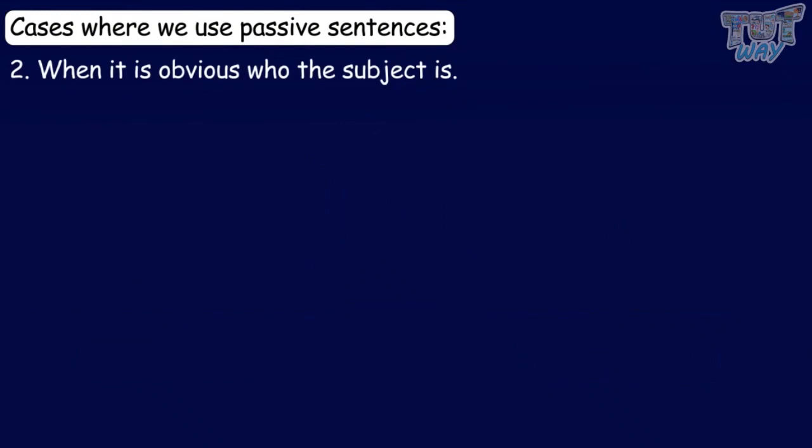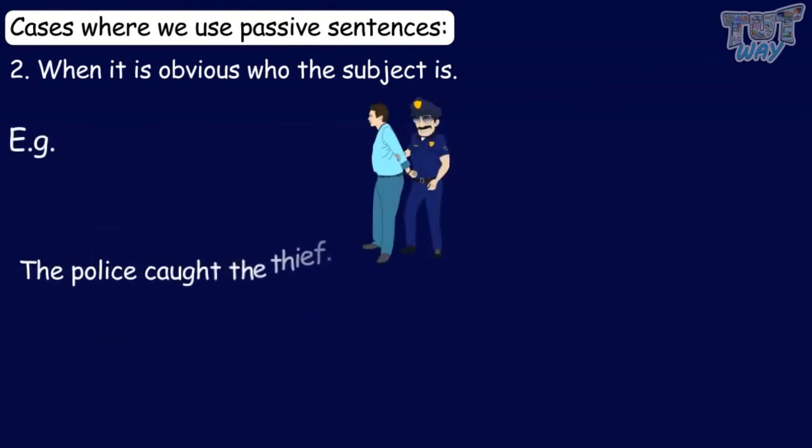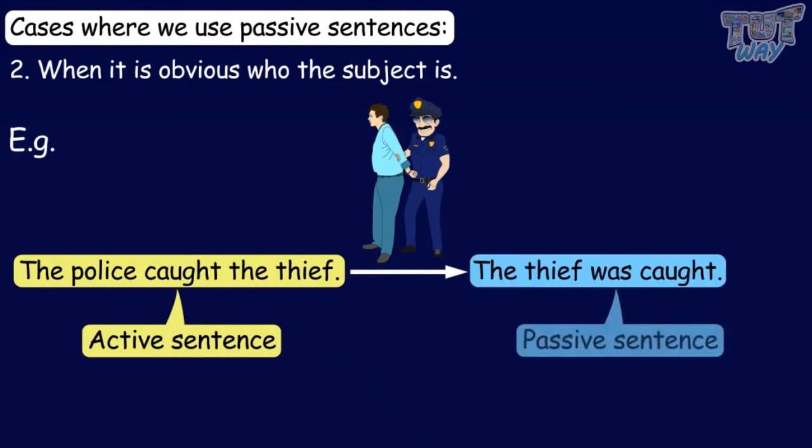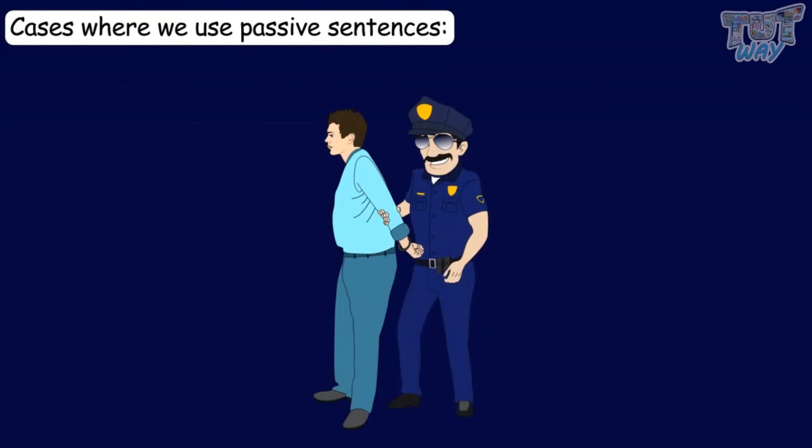2. When it is obvious who the subject is. For example, the active sentence, the police caught the thief, is expressed as, the thief was caught. Here, it is understood that the thieves are caught by the police. That is why the thief is made the focus of the sentence and not the police. Because it is usually the police who catch criminals, it is their job.